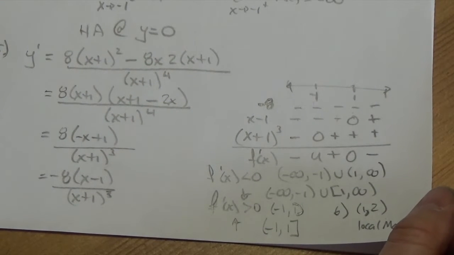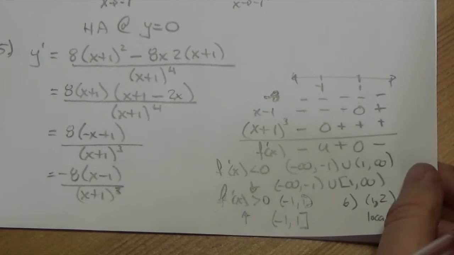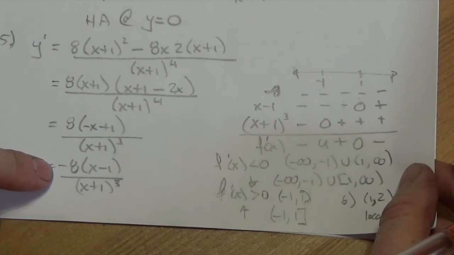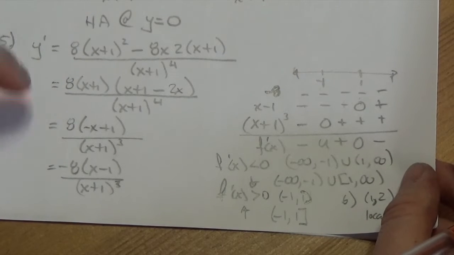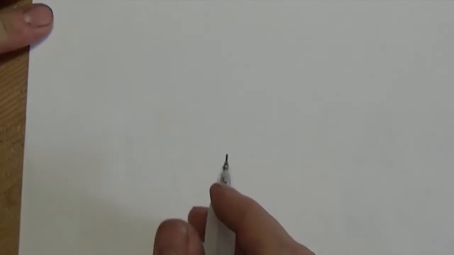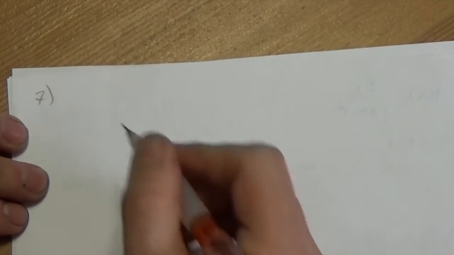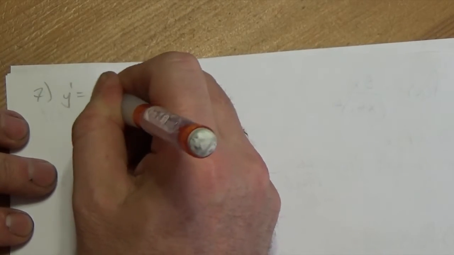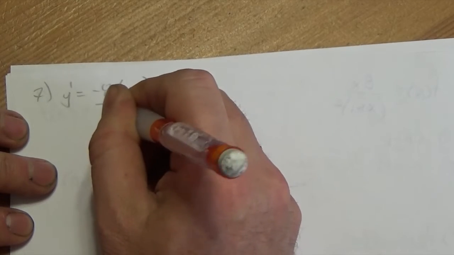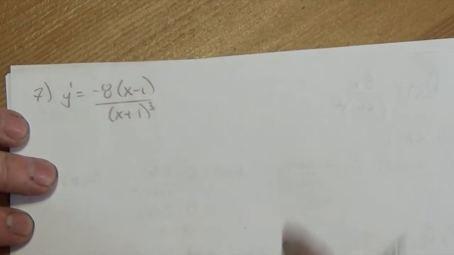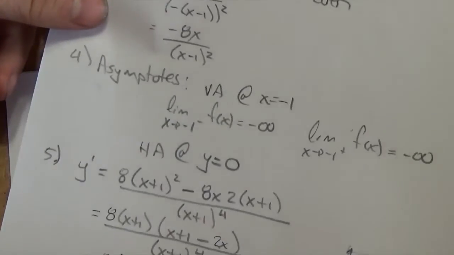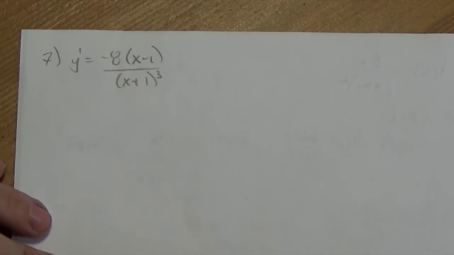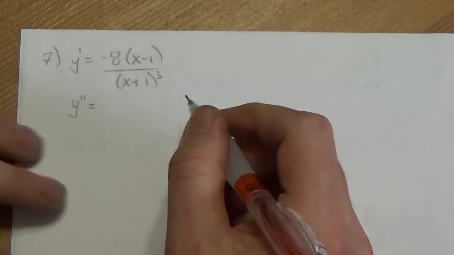Now we got a couple more things to do here. We got to take a look at concavity. So I'm just going to take a quick look here. My derivative was negative 8 times x minus 1 over x plus 1 cubed. So let's take a look at, whoops, get this all together. Step 7. My first derivative was negative 8 multiplied by x minus 1 over x plus 1 cubed. And just because I don't trust my memory, I'm just going to double check that. Yep. So now, in order to investigate intervals of concavity, I'm going to take the second derivative of that.